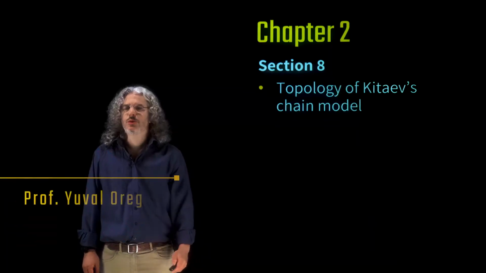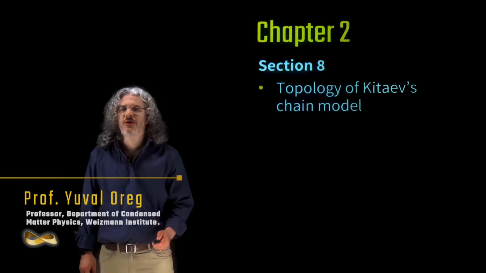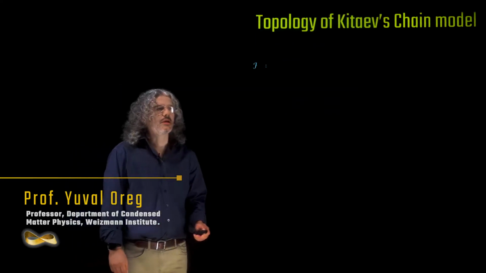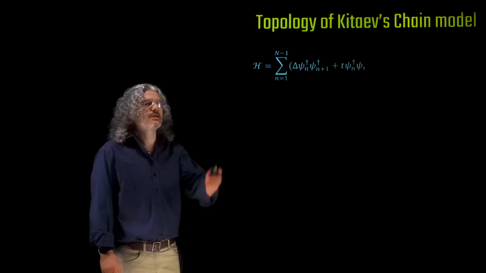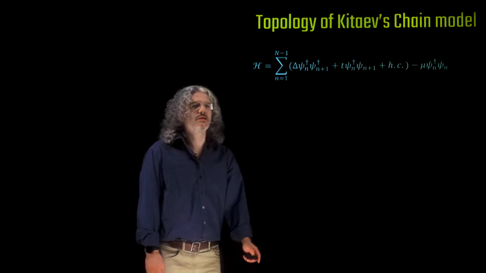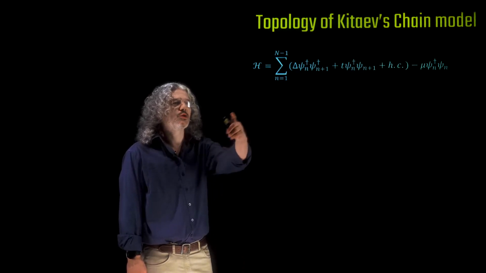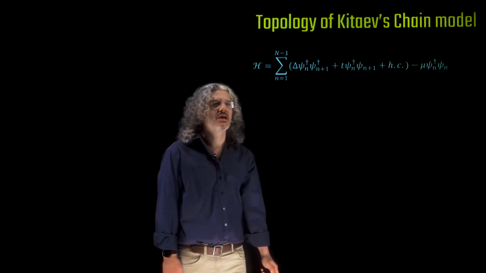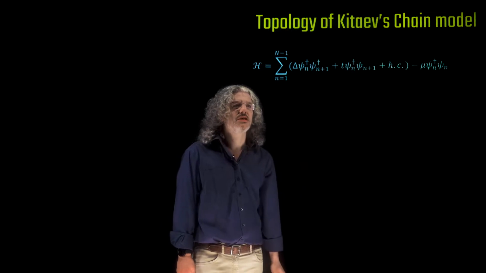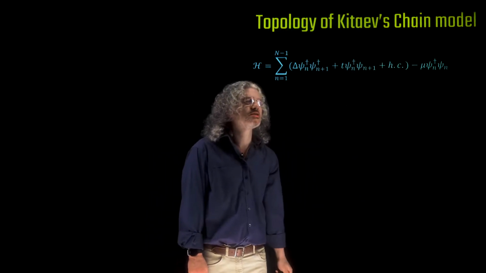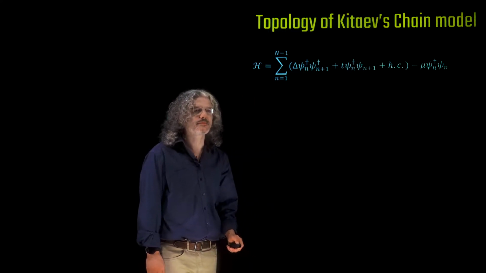So in this video, we'll discuss the topology of the Kitaev chain model. I remind all of us that the Hamiltonian of the chain is given by the sum over n, going from 1 up to N minus 1, of delta psi dagger n plus 1, plus t psi dagger n, psi n plus 1, plus the Hermitian conjugate, minus mu times psi dagger n, psi n.